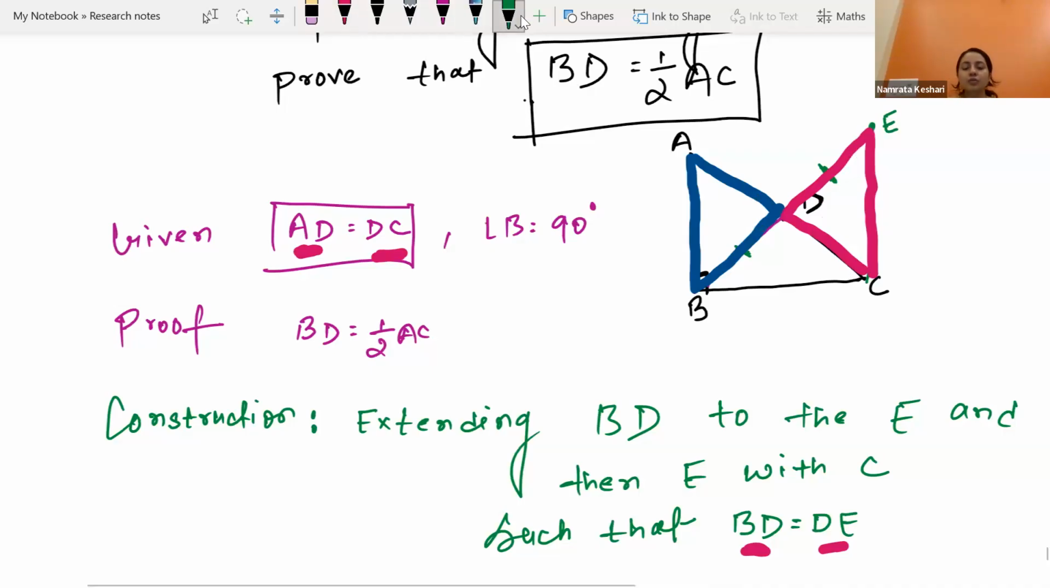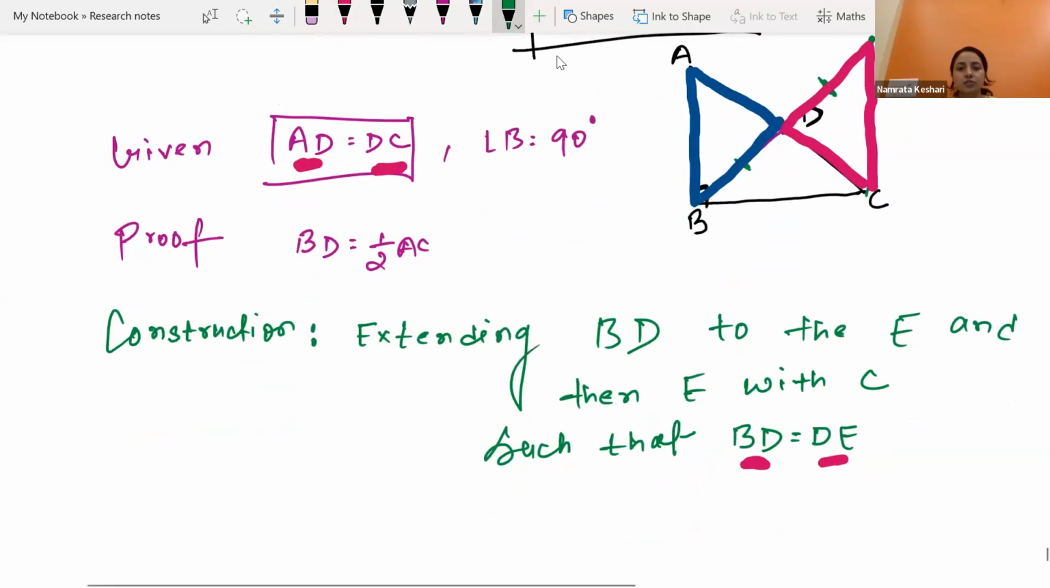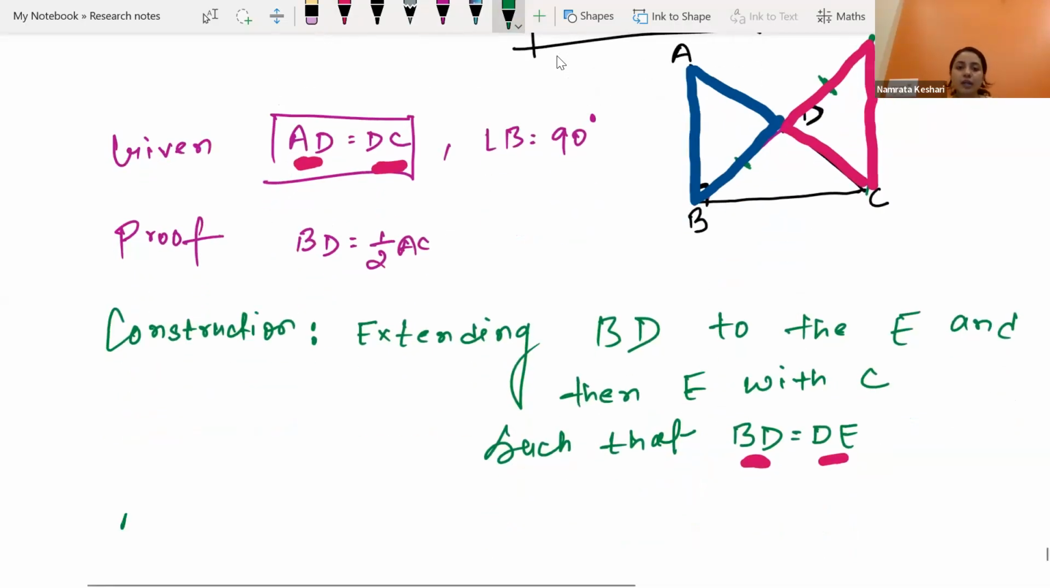So we are talking about, let me write it over here, triangle ABD.